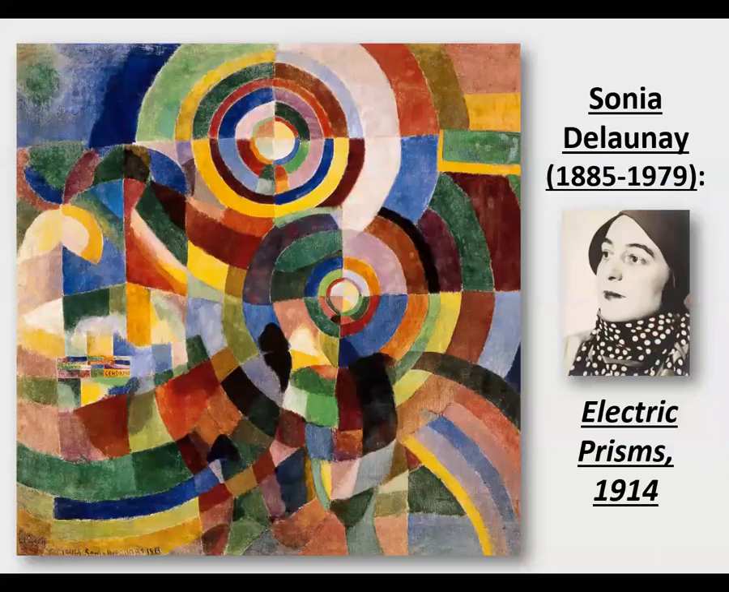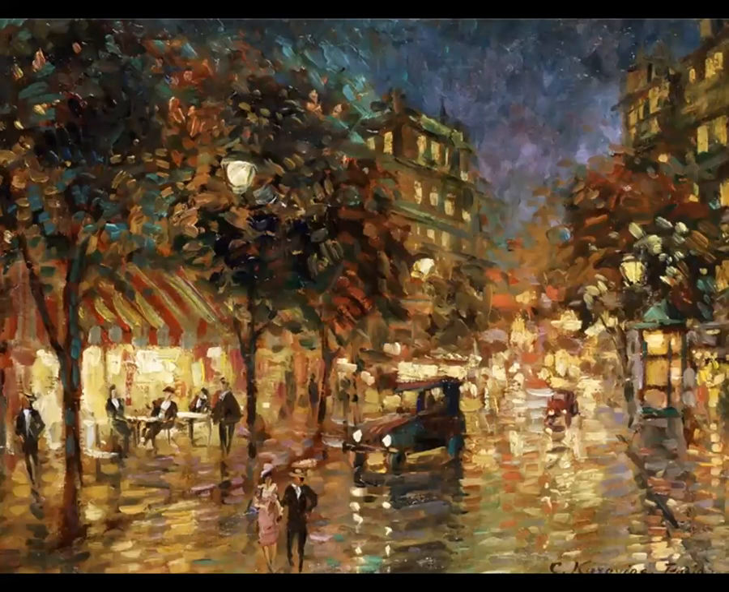What happens with Sonia Delaunay is she makes these kind of geometrical patterns, which are rigid in the way that, say, Hilma af Klint is. She's using a very big variety of colors here. And what she's trying to capture is these kind of rainbow colors that Paris turns into, because in that time, 1914, they were changing over from gaslight to electric. So the city was absolutely turned into a magical wonderland.